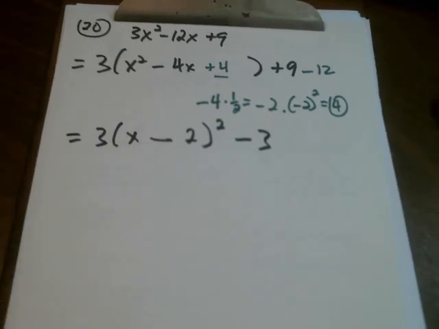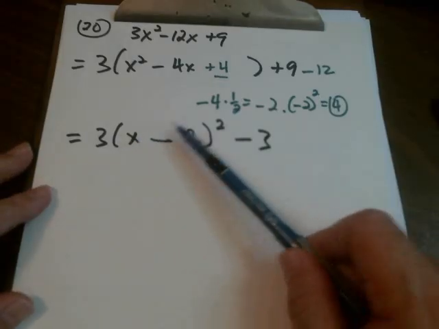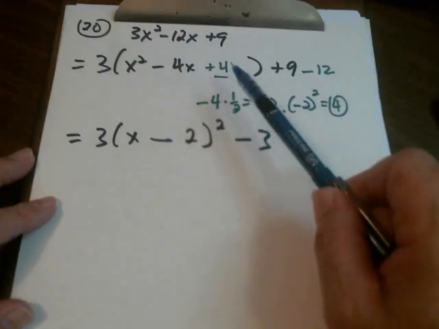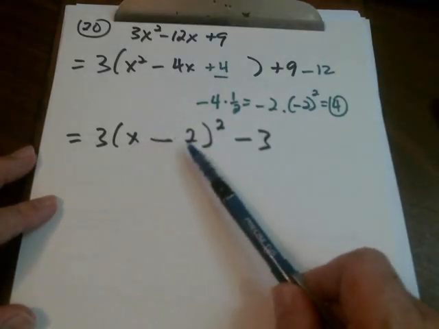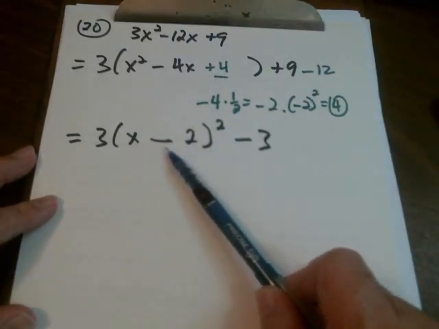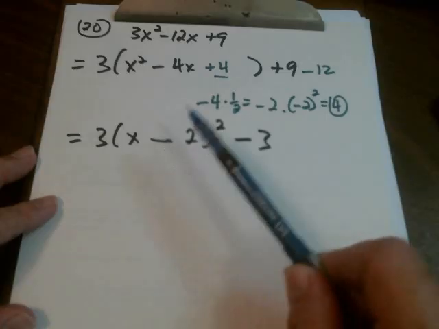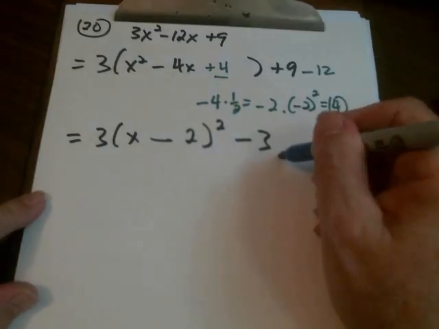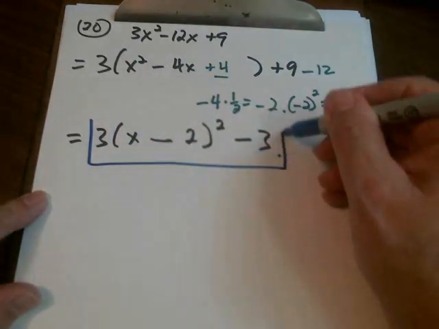And now to check the binomial. Did we really do right on that? Well, let's see. Square the first. X squared gives you x squared. Right on. Negative 2 squared is positive 4. Yes. X times negative 2 is negative 2x, but double that, negative 4x. It checks. We're good. Put a box around it. We are done with that.